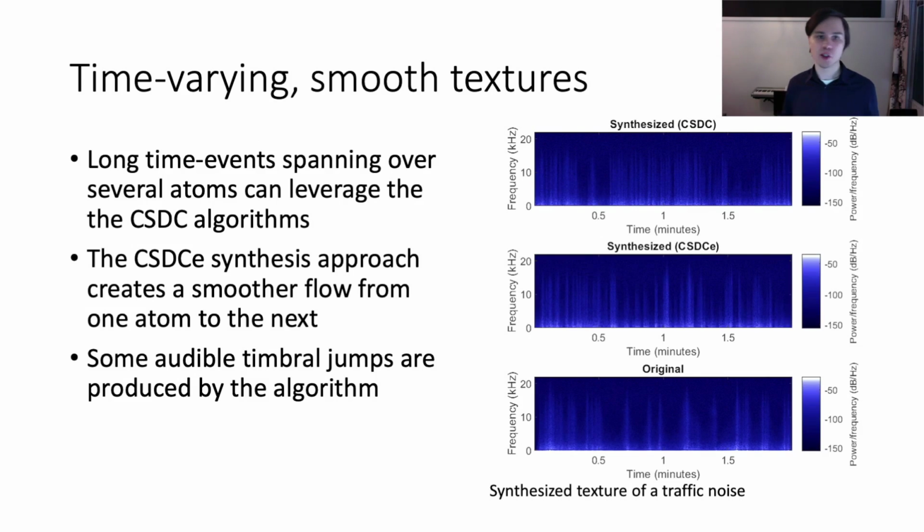Time-varying and smooth textures are the most difficult to reproduce because here we have long time events that span over multiple atoms. So to create a smooth flow in timbre, we need to use the CSDC approach. Especially the CSDCE, or the extended version, seems to work pretty well, although we still have some timbral jumps left behind by the algorithm.